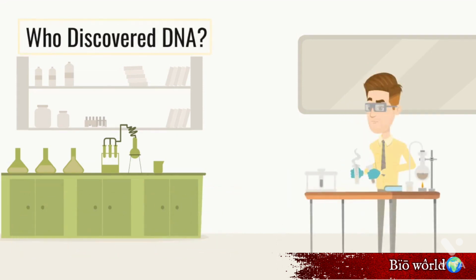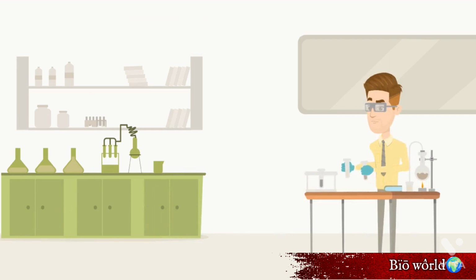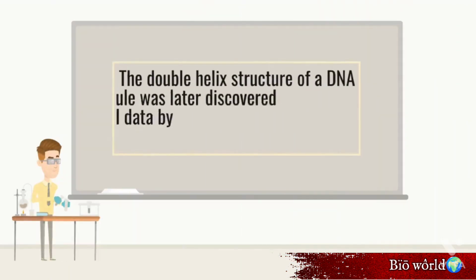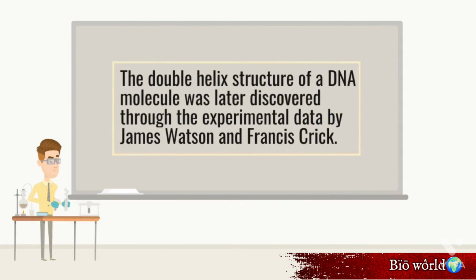Who discovered DNA? DNA was first recognized and identified by the Swiss biologist Johannes Friedrich Miescher in 1869 during his research on white blood cells. The double helix structure of a DNA molecule was later discovered through the experimental data by James Watson and Francis Crick.